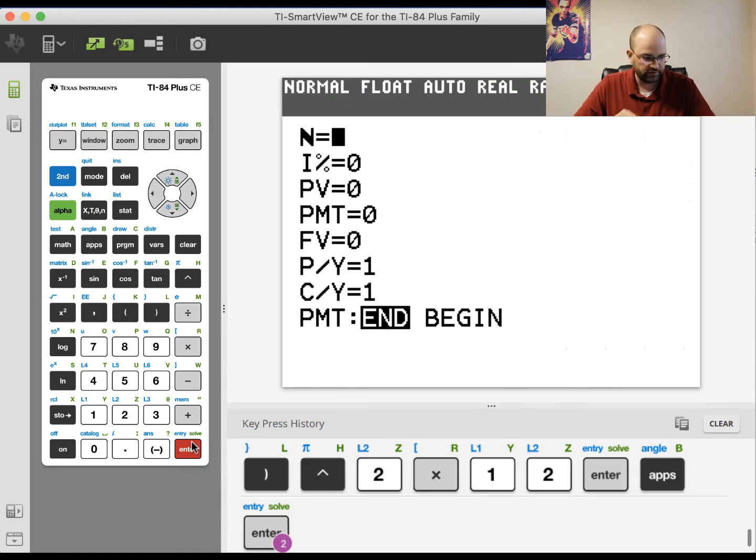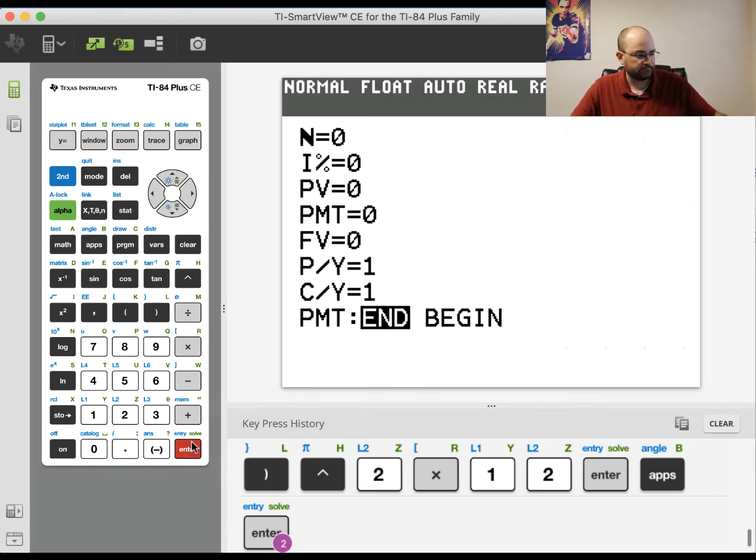So it's going to be a little bit weird. And I'm going to write this down as we go on the calculator. So we have N, I%, PV, PMT, FV, P/Y, C/Y, and then PMT end.